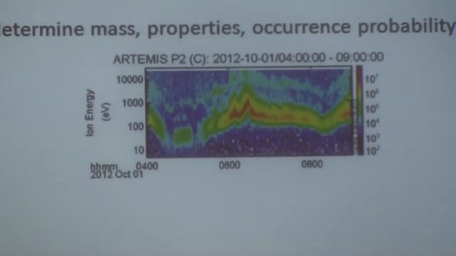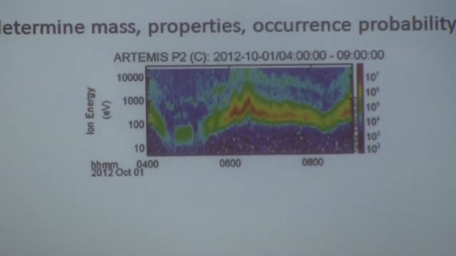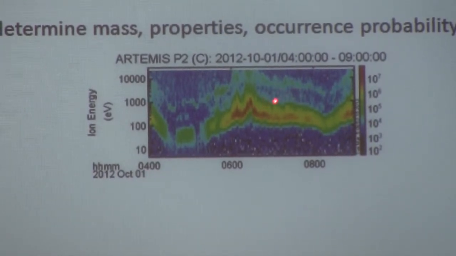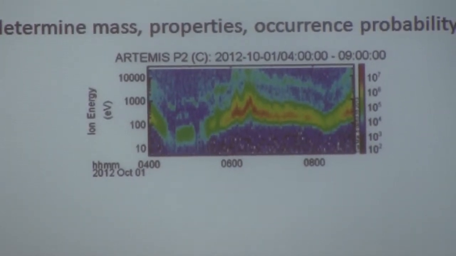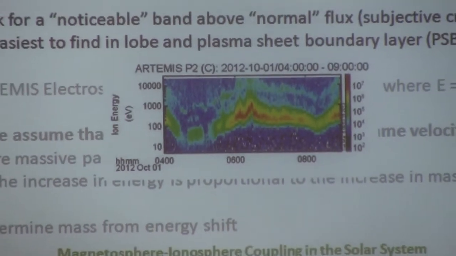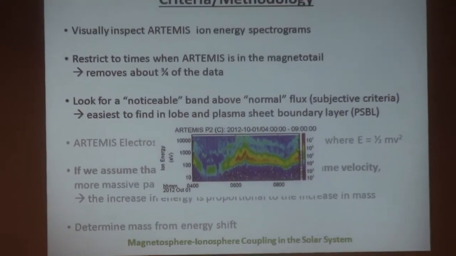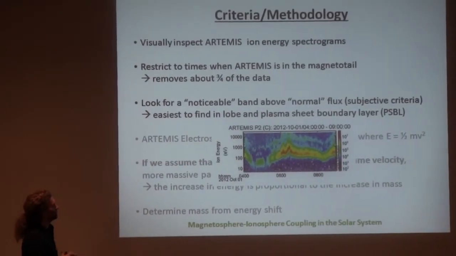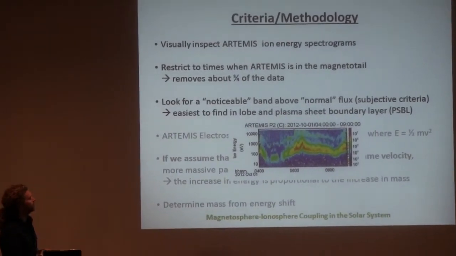And then can we determine some of the properties, like the mass, the density, the velocities, and the occurrence probabilities of this sort of feature? The answer is, well, probably, but we just haven't done that yet. But there's lots of work still to do. And so thus far, we've done it the easy way, where we visually inspect. We look at the spectrograms from Artemis and see if we can notice the secondary peak.